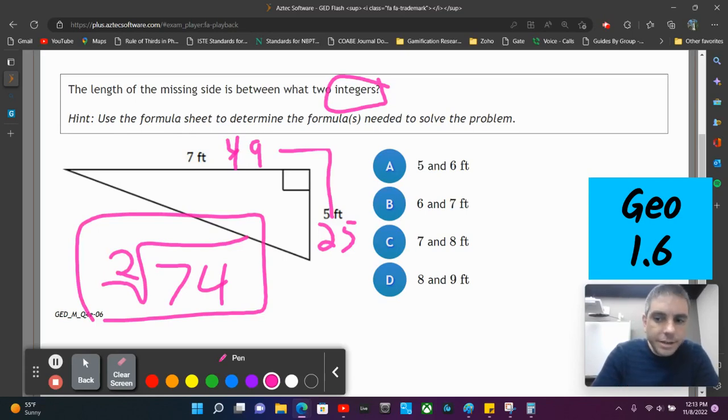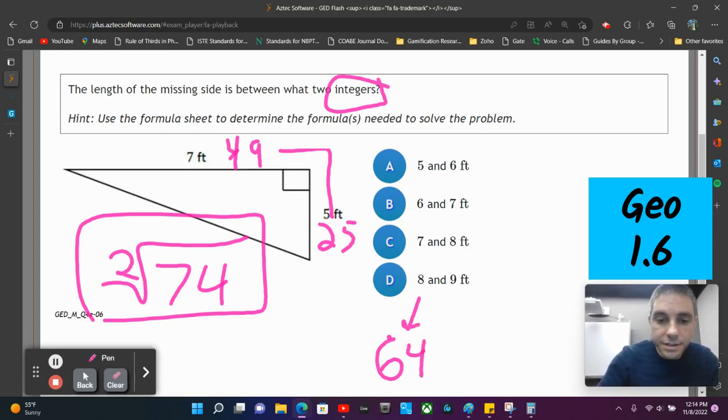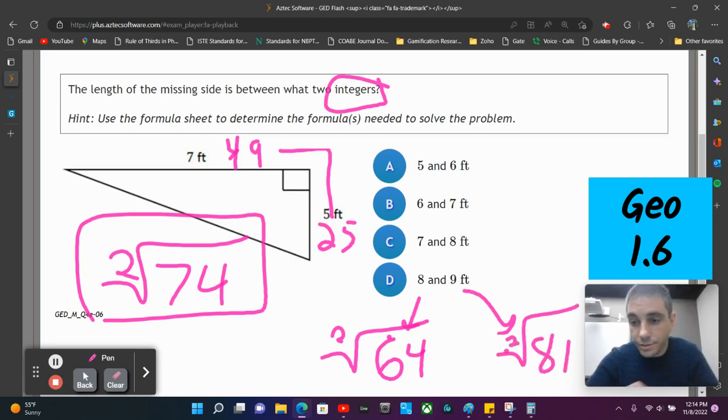Well, if we don't have a calculator, we can approach it like this. I'm going to start with my biggest numbers, which is answer choice D. I'm going to take 8 and square it, meaning times it by itself, which is 64. So 8 is really just the square root of 64. It's kind of strange, but the square root of 64 is equal to 8. Similarly with 9, 9 times 9 is 81. And so 9 is really just the square root of 81.